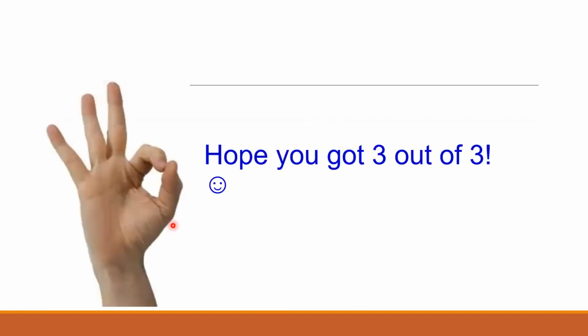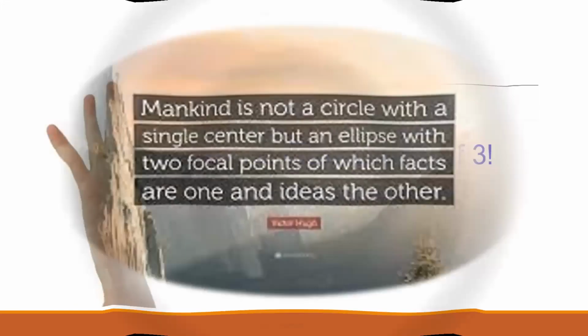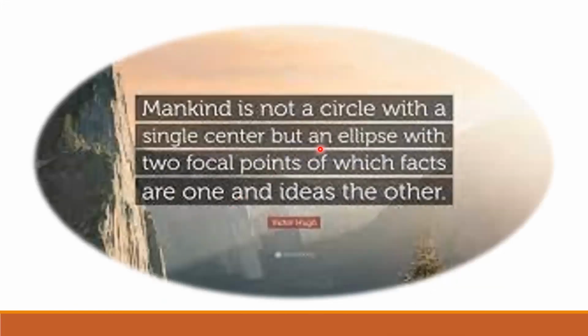Okay, so I hope you got 3 out of 3 in this set of exercises. Ayun, so to end our presentation, mankind is not a circle with a single center, but an ellipse with 2 focal points, of which facts are one and ideas the other.